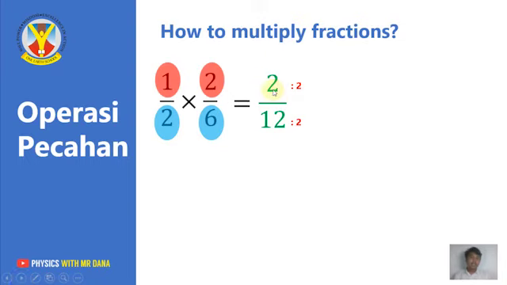But next, you need to simplify 2/12 because this is not the simplest form. Yeah? Because you can divide them both by 2. So you divide 2 by 2 and you divide 12 by 2. 2 divided by 2 equals 1, 12 divided by 2 equals 6. So you can make your answer either 2/12 or 1/6. Both of them are right.